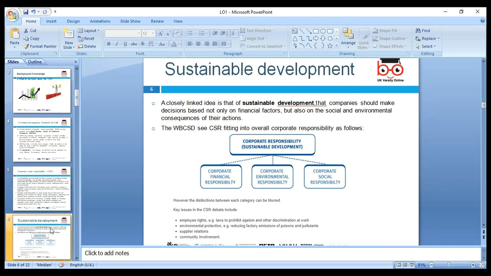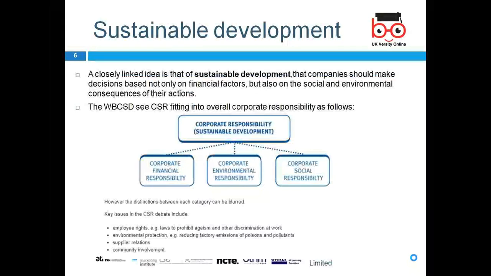CSR is sustainable development. What is sustainable development? As a company, we need to be focused on three things. Our financial sustainability is to keep growing. So we need to focus on three things. We should be financially strong and financially responsible. We should be environmentally responsible, and we should care about people as a society.